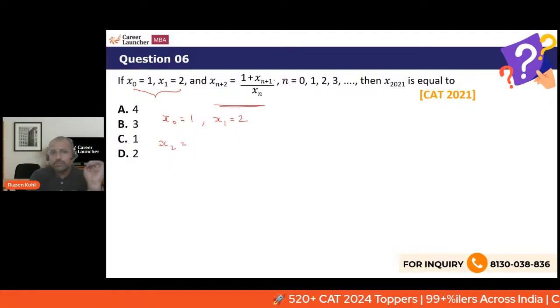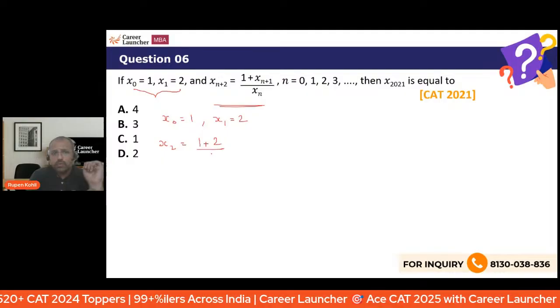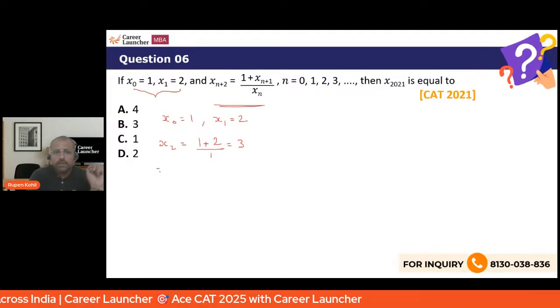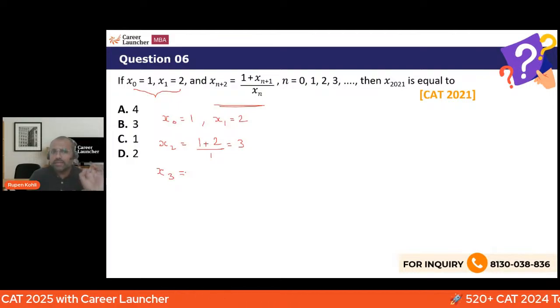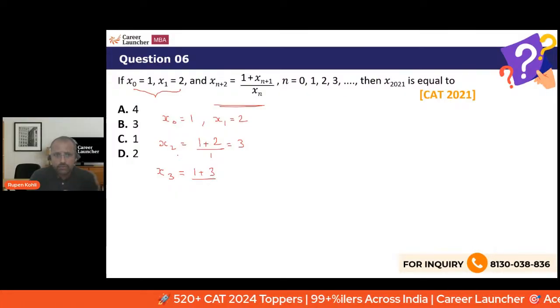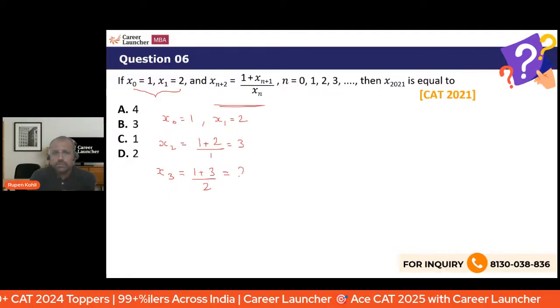So what is x2? 1 plus x1 over x0. So 1 plus x1, which is 2, over x0, which is 1. So this is 3, right? Only job is to put the values of n, get the values of the terms. x3 is 1 plus x2 over x1, which is 1 plus 3 over 2, so 4 upon 2, which is 2.